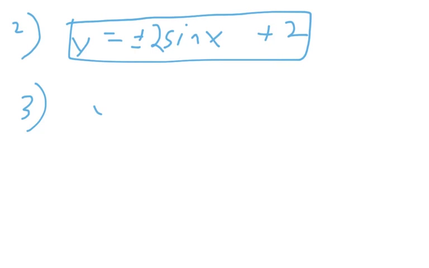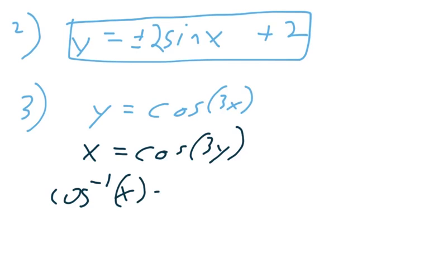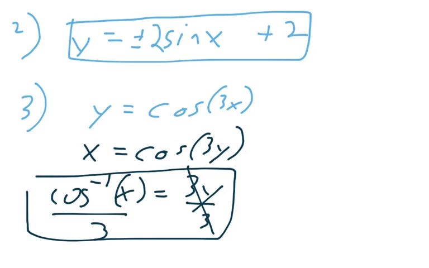For problem number 3, we have y equals the cosine of 3x, and they want the inverse. So the first thing I do is I switch x and y. Now, because the cosine is on the outside of the parenthesis, the first thing I'm going to do is arccosine, or cosine -1 of both sides. And then I'm going to divide both sides by 3. And so the inverse cosine of x, divided by 3, where divided by 3 is not in parentheses, would be my answer.